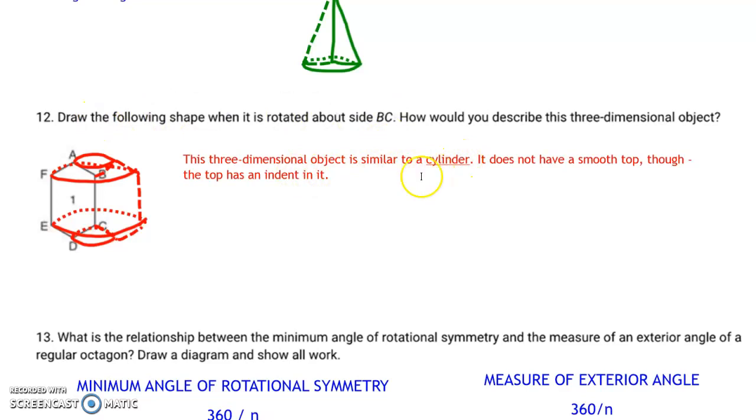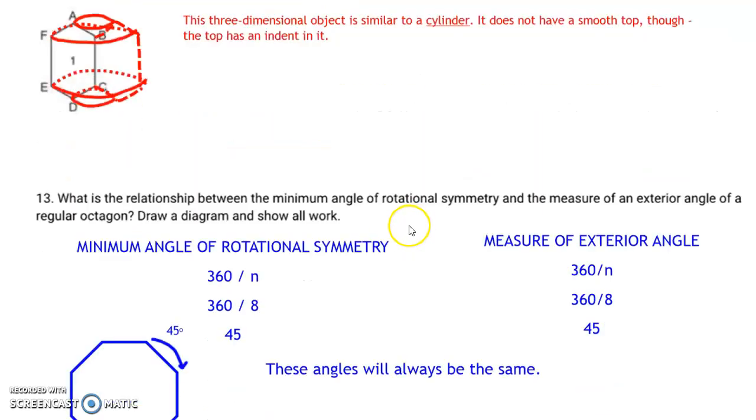It does look like a cylinder, except it doesn't have a smooth top. It comes up a little bit, like it has a little mountain at the top here, and then it has an indent because this part of it goes downward. So you can think of this as an inverted cone in the middle here. So if it's similar to a cylinder, if you wrote that, I was okay with that.